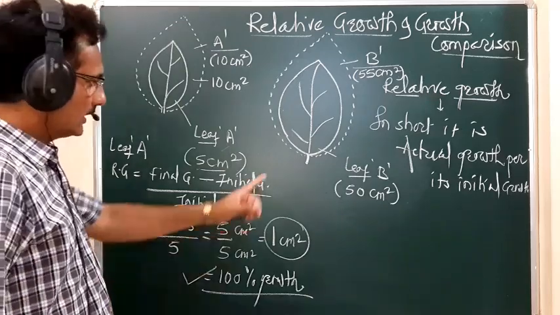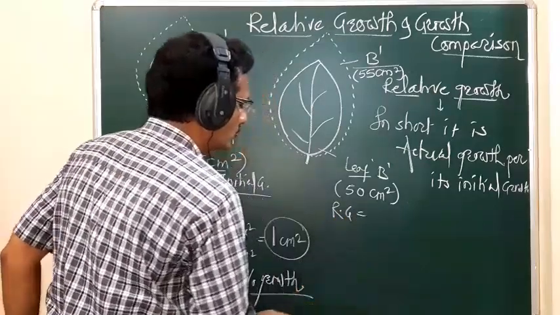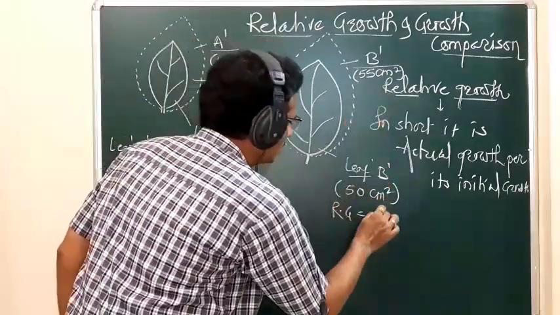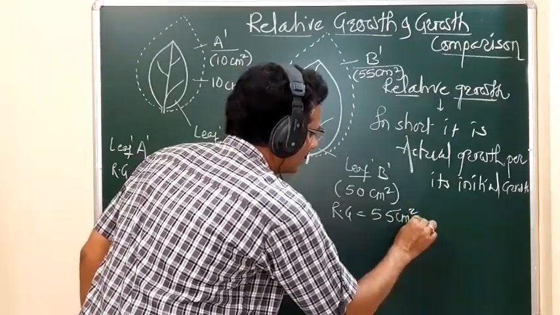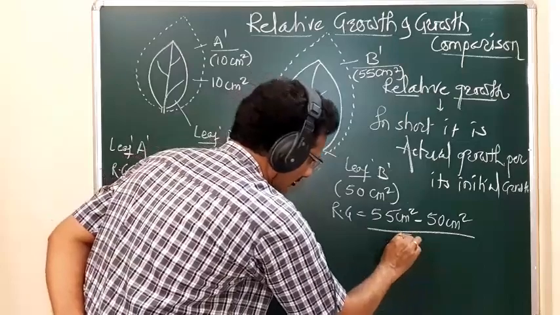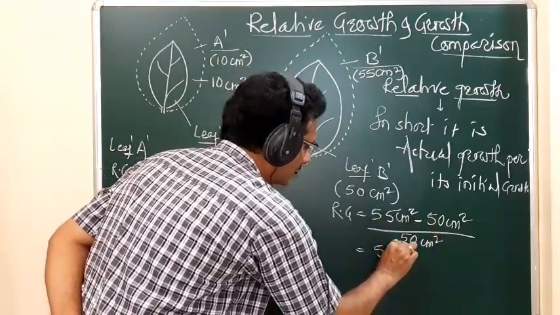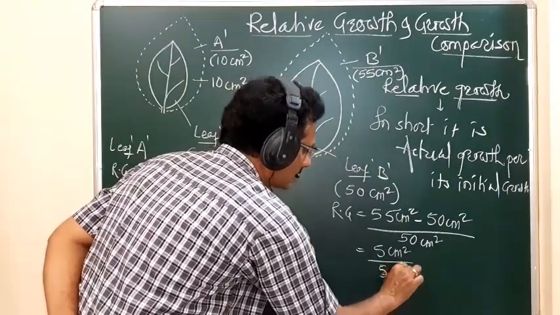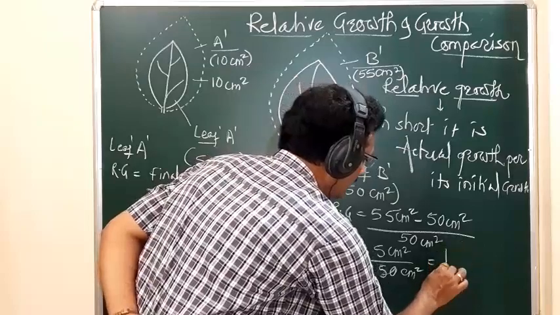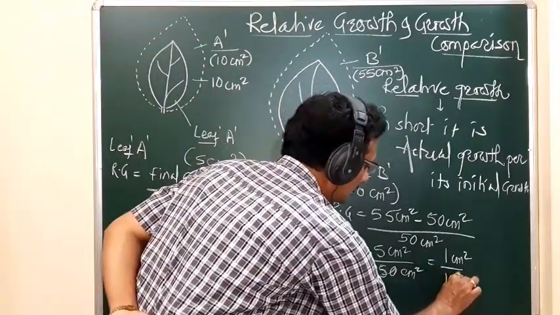See, in case of the second system, the relative growth is equal to the final growth minus the initial growth, divided by the initial growth. What is the final growth? The final growth is 55 cm² minus the initial growth of 50 cm², divided by the initial growth of 50 cm². So 55 minus 50 is 5 cm², divided by 50 cm². So students, what is the answer? It is 1 divided by 10.